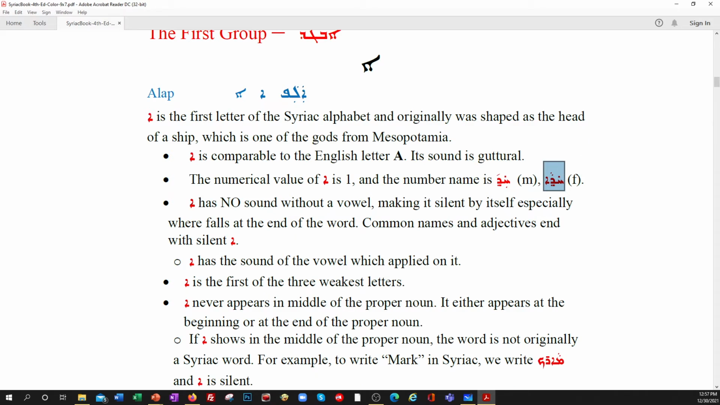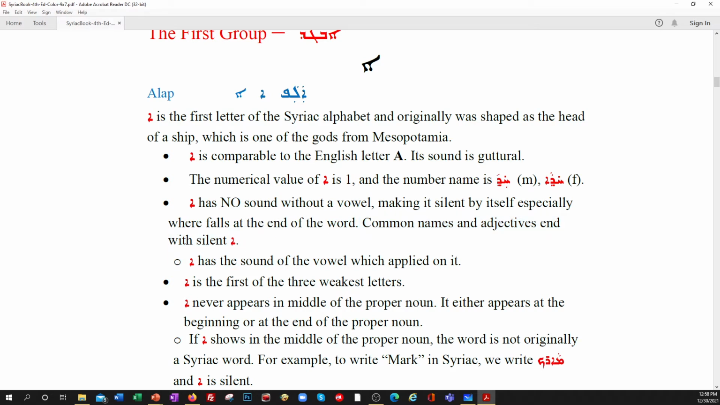Here is a grammar point: Alep has no sound without a vowel, making it silent by itself, especially where it falls at the end of the word. By the way, all nouns and adjectives in Syriac, maybe with some exceptions here and there, but 99% of the nouns and adjectives end with Alep, and Alep is silent. That is a very good comment, and you need to know about this fact in Syriac. Common nouns and adjectives end with the Alep, as I mentioned here.